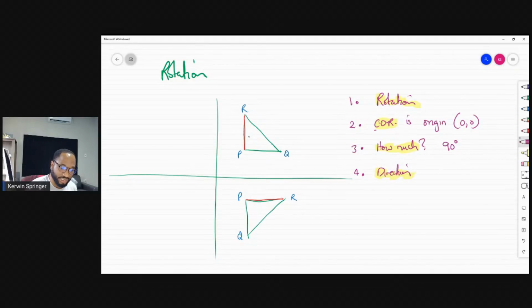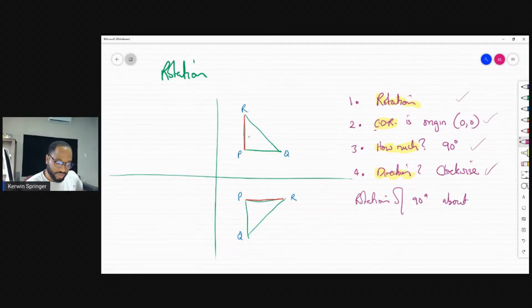So the direction is clockwise. And with this, you will get all the marks. When they give you a rotation in the basic form, it's normally always this they're asking you to do, to describe the transformation from this to that. It's a rotation about the origin. So in a sentence, this is a clockwise rotation of 90 degrees about the origin. Boom. In a sentence, I state all the 4 things.